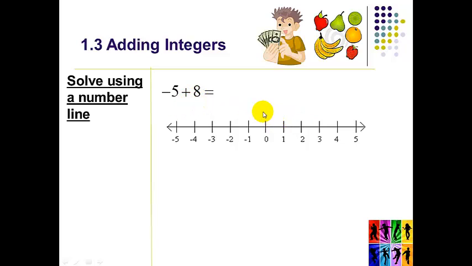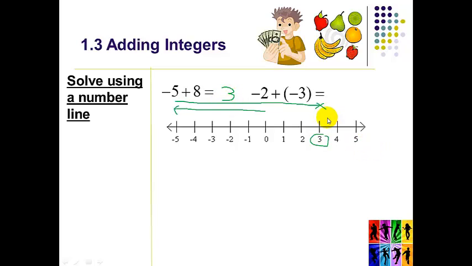So on the number line, we always start at 0, we go to -5. But then I get $8 from my chores, so I'm going to go back 8. So that's 5, 6, 7, 8. Wherever I stop is going to be my solution. So -5 plus 8 is +3.